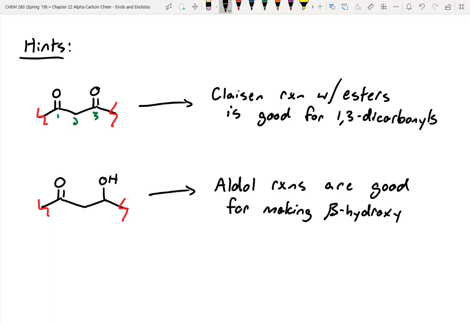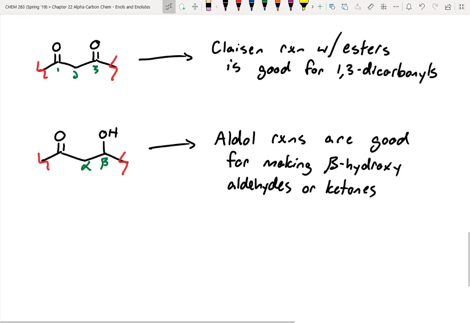So aldol reactions are really good for making beta hydroxyaldehydes or ketones. Right, so in this example, we said that alpha is always 1 carbon away, beta is 2 carbons away. We've got an alcohol coming off the beta position. All right, and then last but not least, we've got this one. I'm going to kind of chop off these ends.